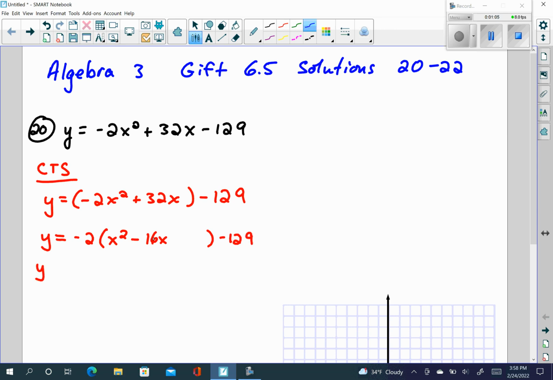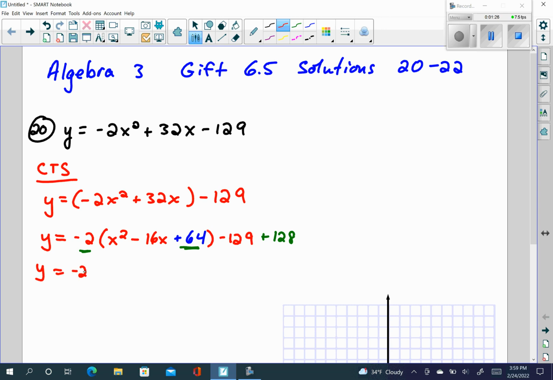And now this is where we're going to take half of 16. Ignore the sign because we're always going to add. Half of 16 is 8, and 8 squared is 64. But what did I really add there? We have to multiply 64 times -2. So that's a -128. So I need to do the opposite. As I'm keeping it on the same side, I want to add 128.